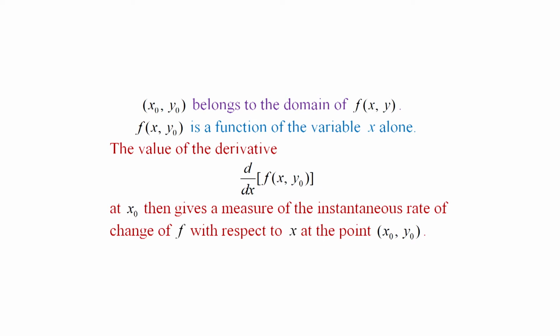Suppose that (x naught, y naught) is a point in the domain of a function f of x y. If we fix y is equal to y naught, then f of x y naught is a function of the variable x alone. The value of the derivative d by dx of f of x y naught at x naught then gives us a measure of the instantaneous rate of change of f with respect to x at the point (x naught, y naught).